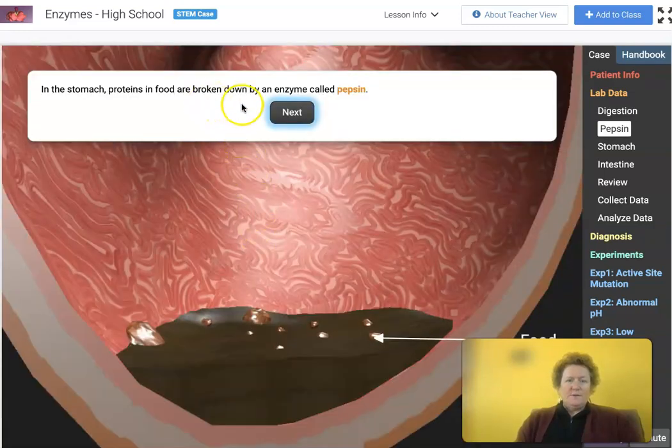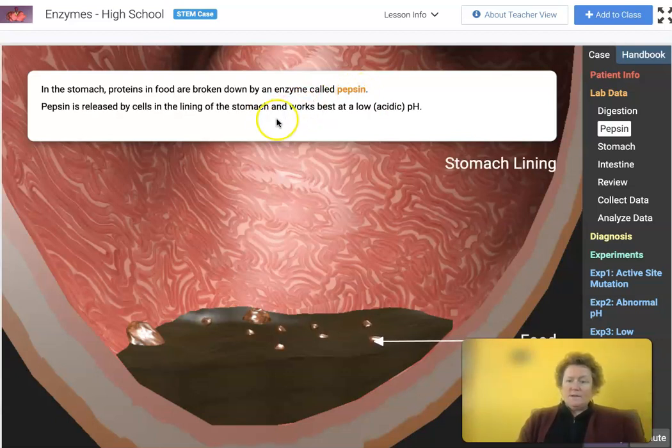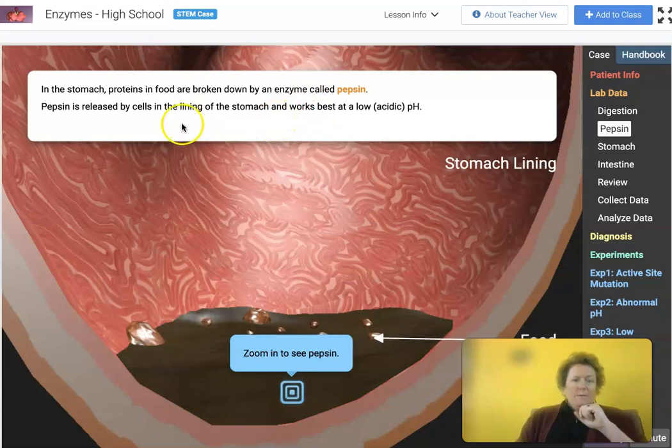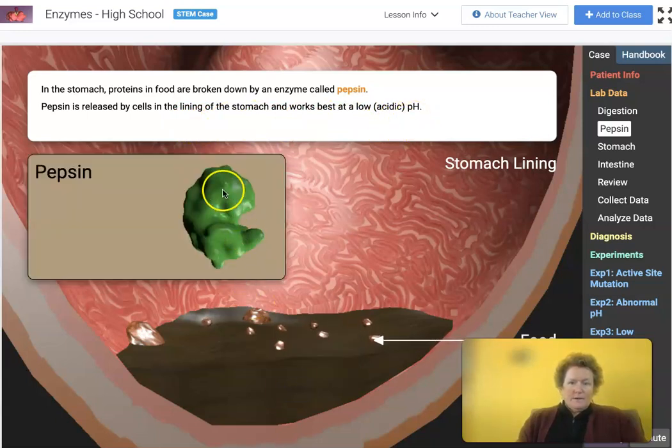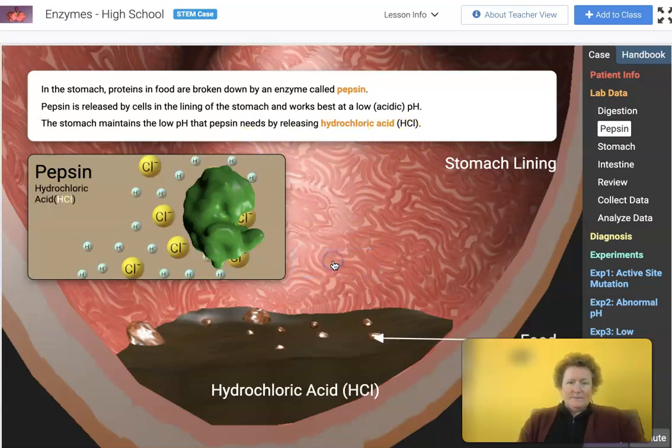In the stomach, proteins in food are broken down by an enzyme called pepsin. It's the same for human stomachs. If you've ever puked, you know that your stomach is very acidic, and pepsin only works at a very low, very acidic pH. Pepsin is released by cells in the lining of the stomach and works best at a low acidic pH. Here's pepsin. The stomach maintains that low pH that pepsin needs by releasing hydrochloric acid.